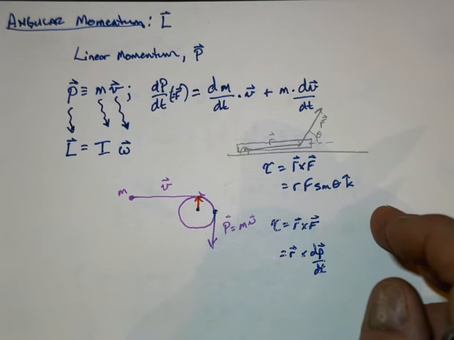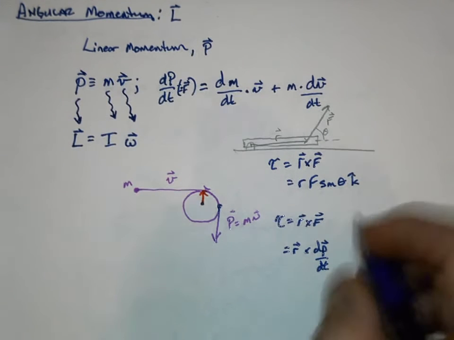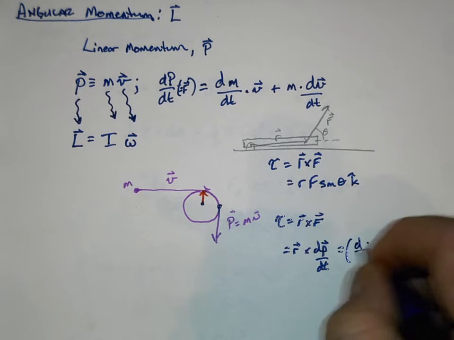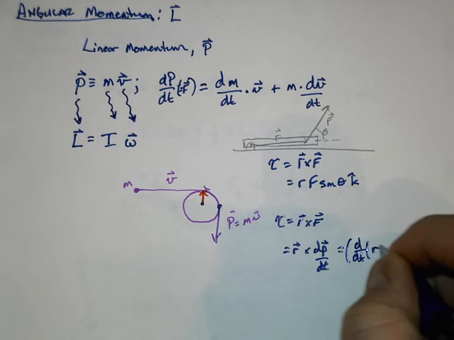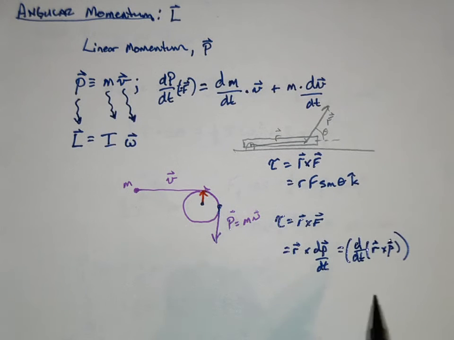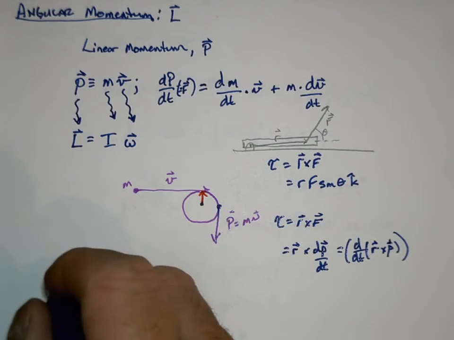I'm losing my train of thought here. Technically, it's not just dp dt, but usually our radius doesn't change. It would actually generally be d dt of R cross P. But usually our R doesn't change, and so that would just become 0. That would just 0 out when we do our product rule. Okay, so I'm just going to write it a little differently over here.